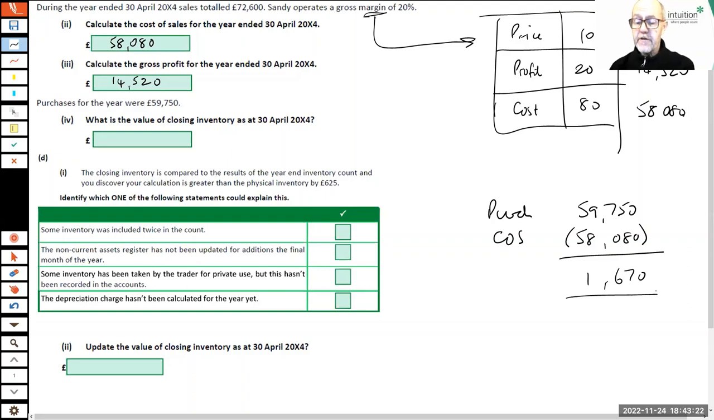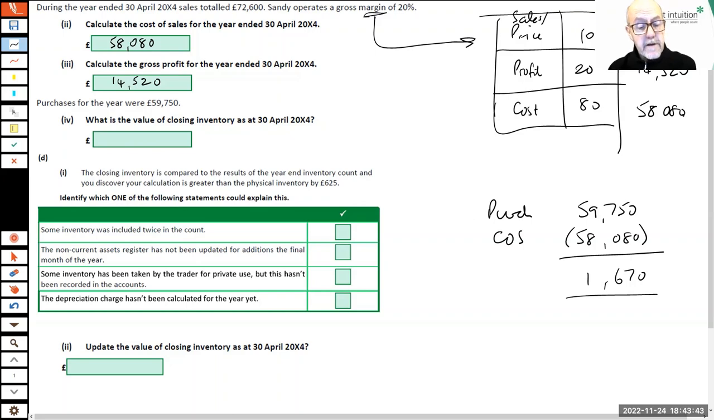Yes, I'm using price for sales. It's either the price of an item, or it's the value of sales. Thankfully, profit and cost kind of work for an item or for a total, don't they?